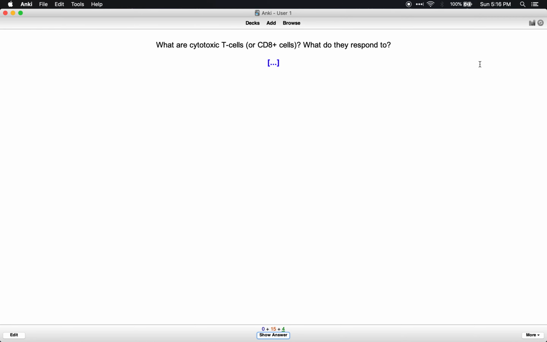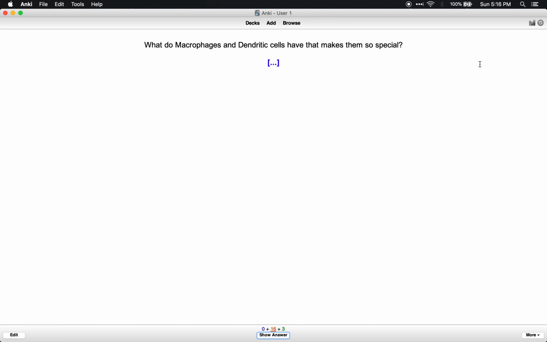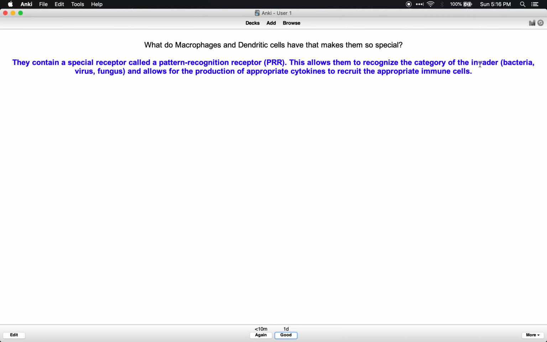Cytotoxic T cells respond to MHC class 1. They kill infected cells by injecting toxic chemicals. Macrophages and dendritic cells have pattern recognition receptors, PRR, which recognize a type of pathogen such as bacteria, fungus, or virus. Basically that allows them to secrete certain cytokines that recruit specific cells to come in.